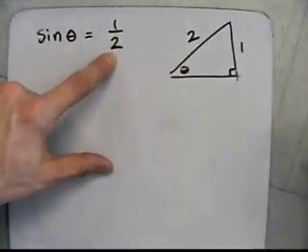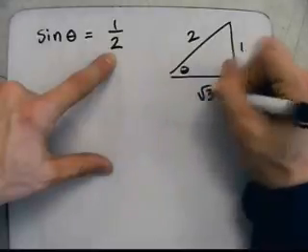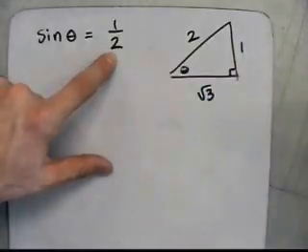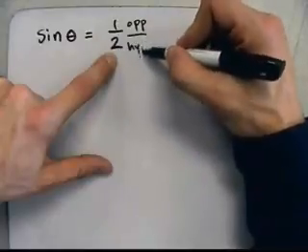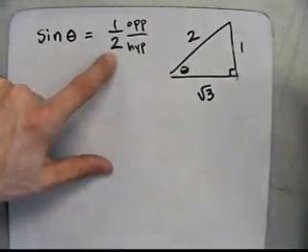1, 2, radical 3. This one's radical 3. You can do Pythagorean theorem if you don't trust me there. Yep. This is opposite, and this is hypotenuse. That's what the sine stands for, right?